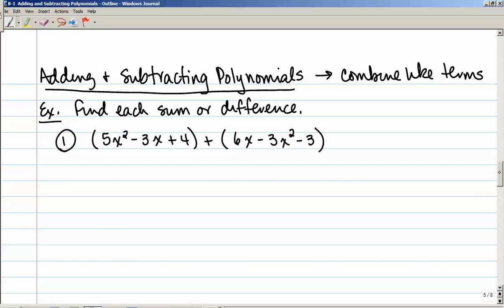Now, to add and subtract polynomials, basically all we do is combine like terms. So we're going to, in this case, find each sum or difference. So I have a trinomial here in parentheses, 5x squared minus 3x plus 4, and I'm adding to that the trinomial 6x minus 3x squared minus 3. Now when you're adding, the parentheses really don't make any difference. Okay, so I can rewrite this without the parentheses.